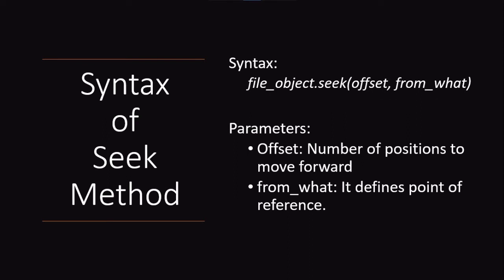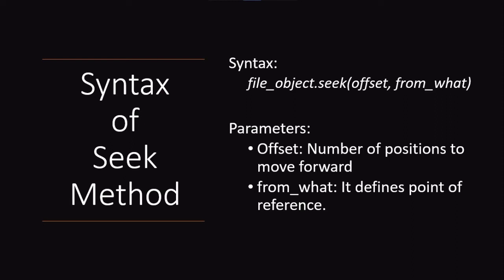Now let's see the syntax of the seek method. The seek method will be called on the file object and it is used to change the position of the file handle. It takes two parameters, namely offset and from_what. Offset is the number of positions by which we would like to move forward. It changes the file position based on the reference we have set. By default, it will change the position from the starting point. The reference is basically the from_what parameter.